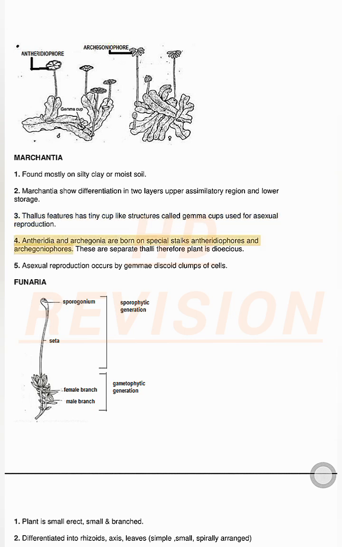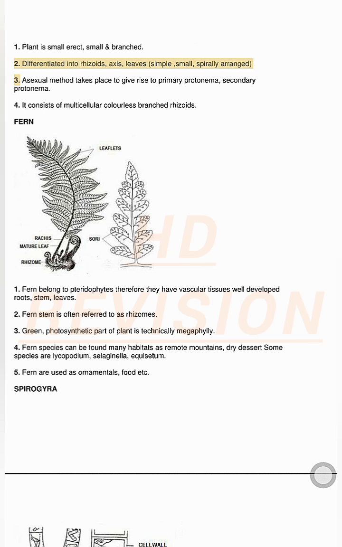4. Antheridia and Archegonia are borne on special stalks: Antheridiophores and Archegoniophores. These are on separate thalli, therefore the plant is dioecious. 5. Asexual reproduction occurs by gemmae, discoid clumps of cells. Funaria. 1. Plant is small, erect and branched. 2. Differentiated into rhizoids, axis, leaves, simple, small, spirally arranged. 3. Asexual method gives rise to primary protonema, secondary protonema. 4. It consists of multicellular colorless branched rhizoids.